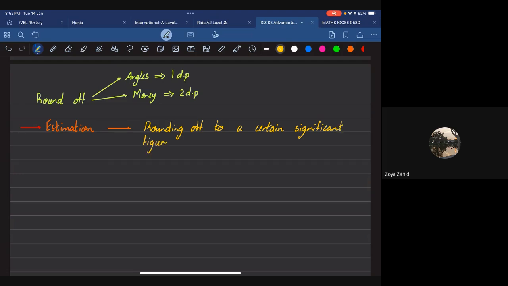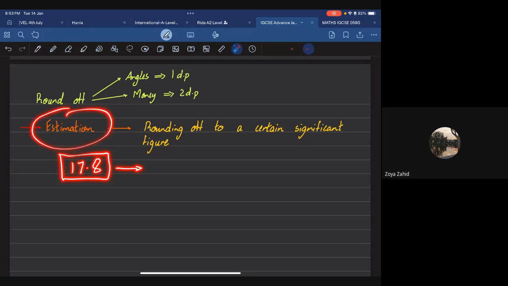Now, what's going to happen is that in some cases, obviously it's different. Estimation is extremely different in all of those cases. For example, if it's 7.8, or wait, let's just say 17.8, and they ask you to estimate it. Now, estimation is solely based on your own perception of what is going to be much easier for you. So I'm not going to estimate it to like 20. That is too far. I can easily estimate it to 18.